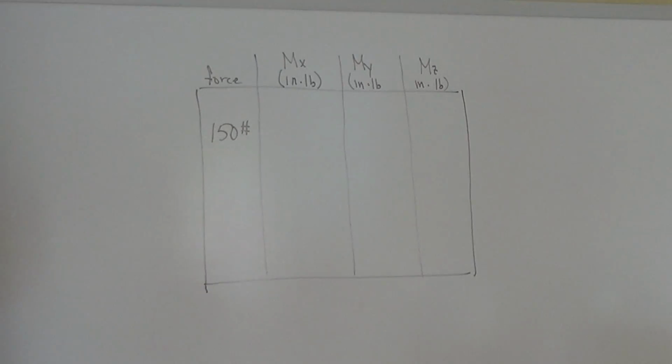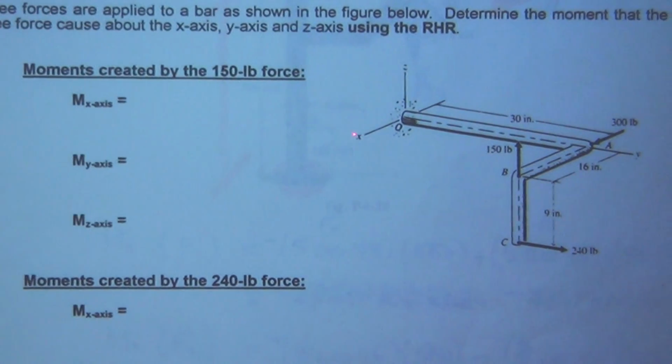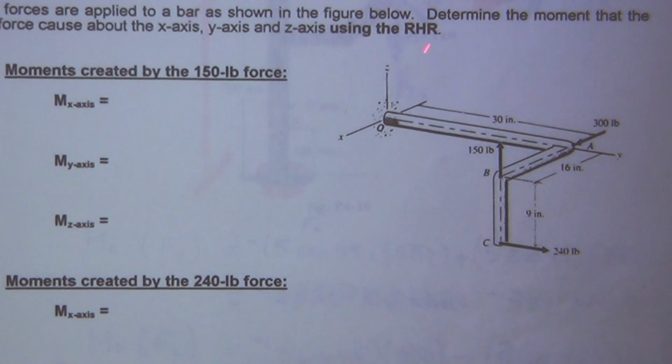We're looking at only the 150-pound force. The other two you're going to do. So we're looking at this 150, and the problem asks us to find the moment about the x-axis, the y-axis, and the z-axis due to this 150-pound force. So we're going to look at each of these axes separately.